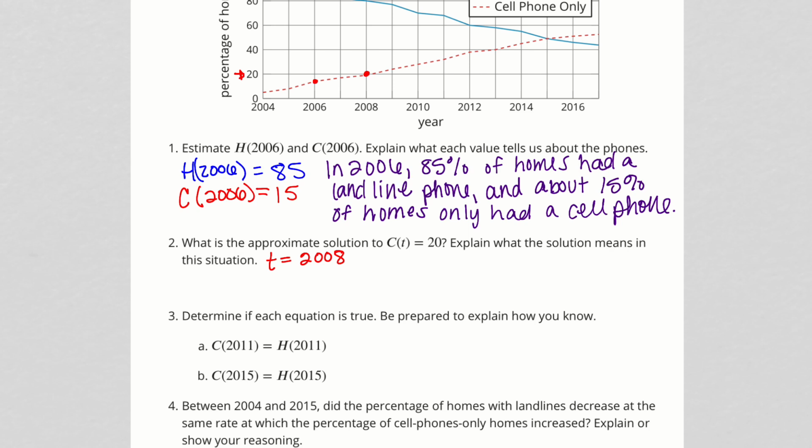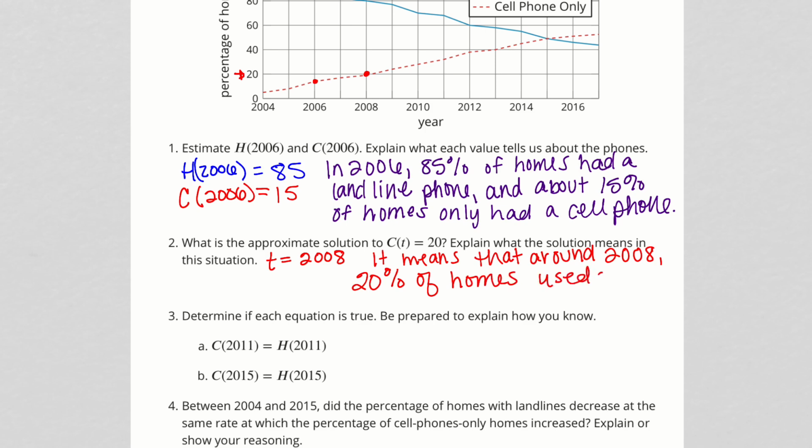And explain what the solution means. We're going to say it means that around 2008, 20% of homes used only cell phones.